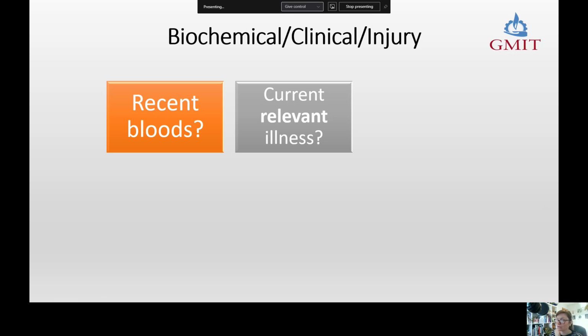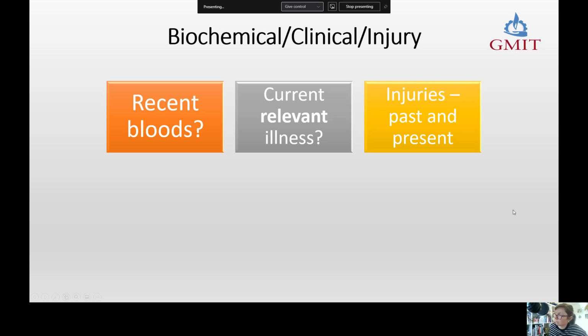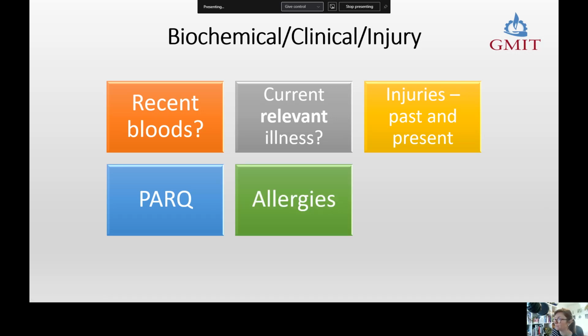But for most athletes, you'll find that they don't tend to have much of an illness history. Injuries past and present. For your exercise intervention, more than for my nutrition intervention, that tends to be pretty important. Yeah, can be useful. Again, for your exercise intervention, you're going to need a PAR-Q. Potentially worth asking about any allergies, dietary allergies, and again, documenting.